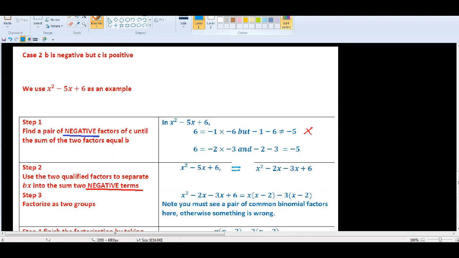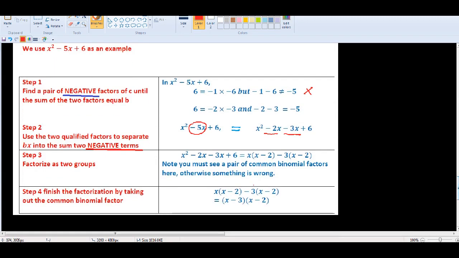Okay, so you need to separate that, minus 5x, into minus 2x minus 3x. Okay, and then it would be possible for you to factorize. So remember, when you got 4 terms, from 3 terms to 4 terms, now you can do the grouping. You got 2 groups: first 2 terms, 1 group, the next 2 terms, another group.